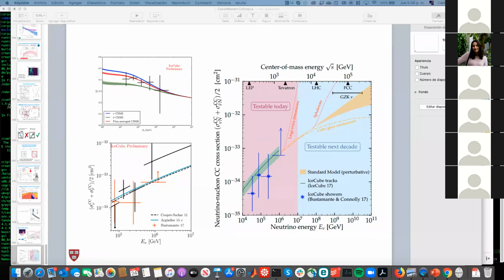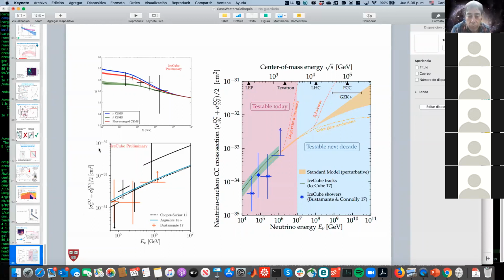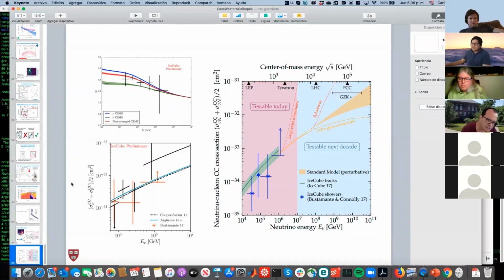Yeah, our errors on most things are quite large. Let me show you the plot you want, which I think is this one here. So this is the cross-section measurements. I'm not sure if that's what you meant. These are our measurements at these energies. And we have also measured the inelasticity of the neutrino interaction, which is shown here as a function of the neutrino energy.